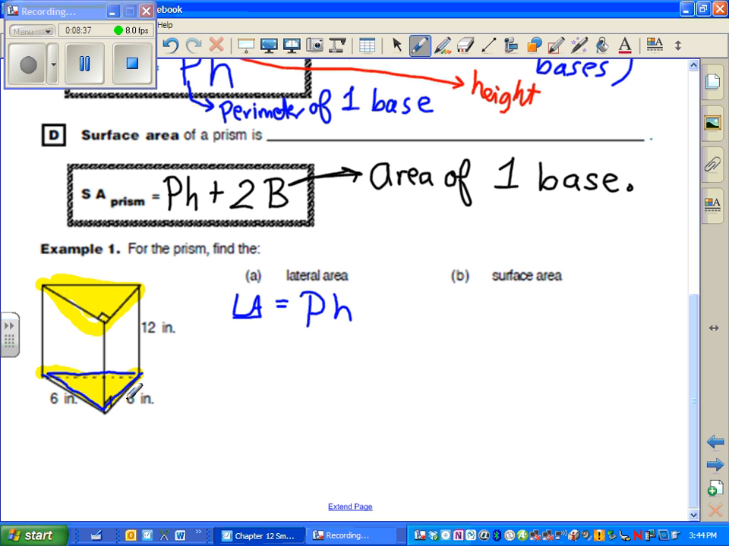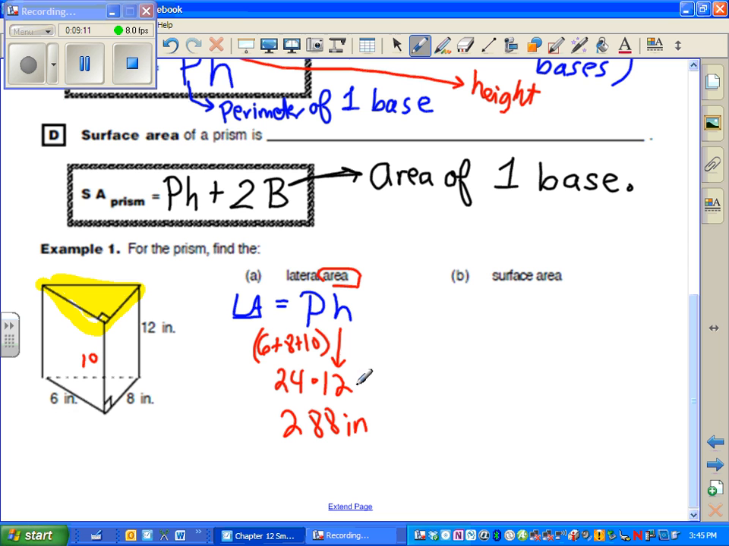Well, if this is 6 and 8, they're both divisible by 2. So I get a 4 here, a 3 here, which makes this a 5. But this actually ends up being a 10. So the perimeter is adding all of them up. 6 plus 8 plus 10. And that gives you your 24. Times the height of the entire prism, which is 12. 12 times 24 is 288, and our units were inches, and it's going to be inches squared because it is area.